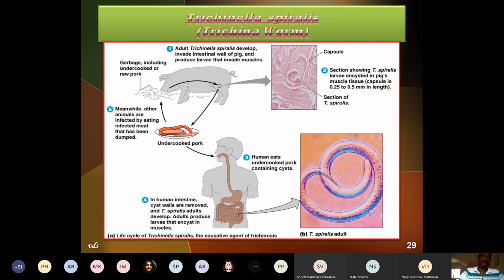Now, usually the site of localization of these larvae is the striated muscles. They prefer striated muscles for their settlement. But through the blood, these larvae may be carried to any internal organ, including the heart, kidneys, brain, and wherever it reaches, this does not get matured into adult worm. Remember, because that environment is not favorable for its maturation into adult.